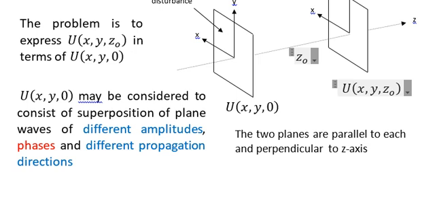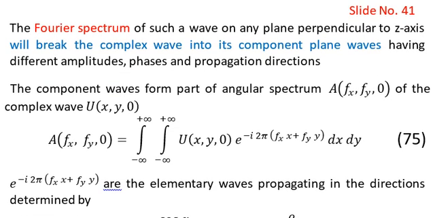U may be considered to consist of a superposition of plane waves of different amplitudes, phases and different propagation directions. So you see that here we are assuming that this field, which is our initial field at the z equal to 0 plane, u at x comma y comma 0, may be a complex field, and we may consider it to consist of the superposition of plane waves of different amplitudes, phases and different propagation directions. The Fourier spectrum of such a wave on any plane perpendicular to the z-axis will break the complex wave into its component plane waves having different amplitudes, phases and propagation directions.